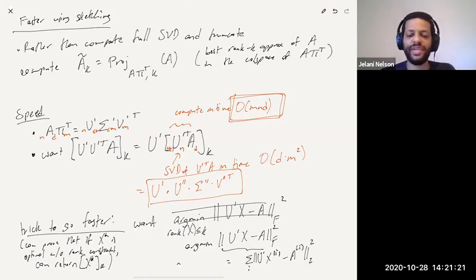So instead what you can do is a sketch and solve or something, right? And don't get the X that actually optimizes this, but get an X which approximately optimizes this. And do that faster using sketch and solve. And then, instead of X star, you'll get some X tilde star, and then you return the best rank K approximation of that.